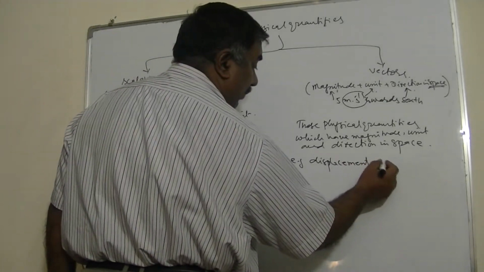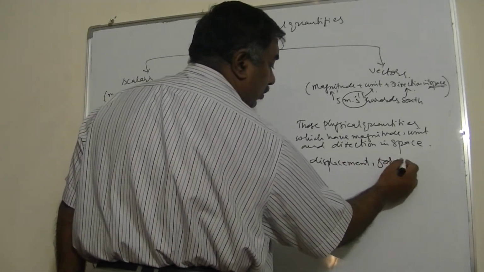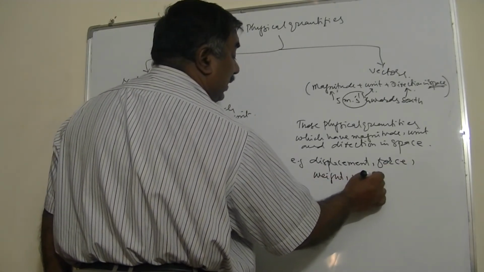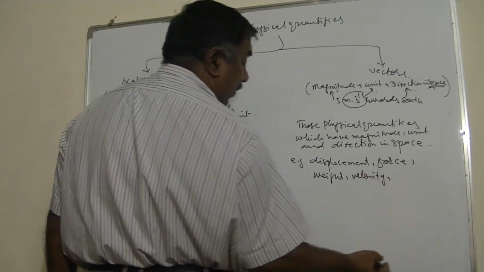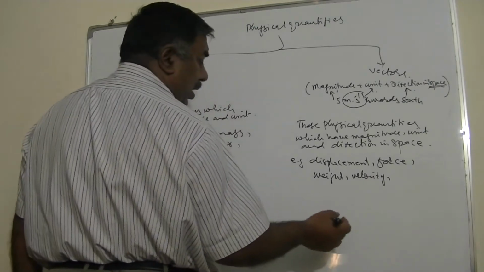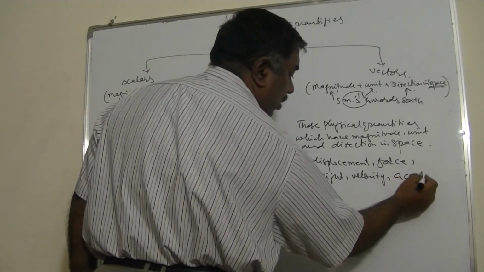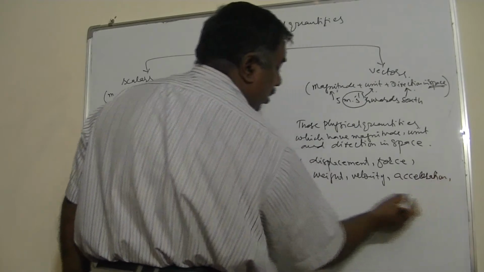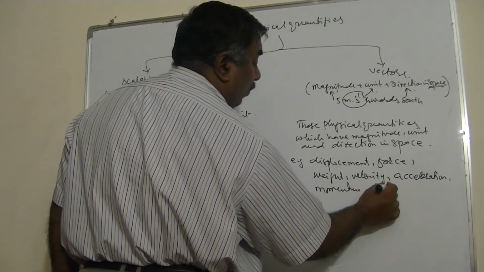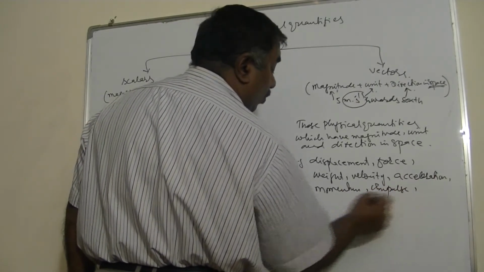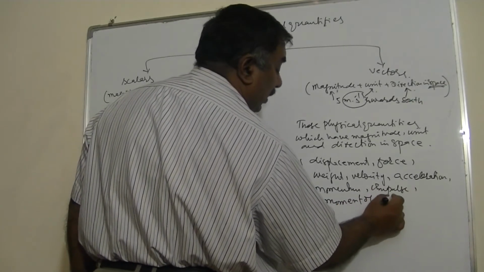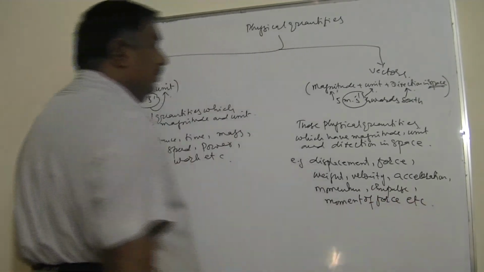Displacement, then force, weight, velocity. Speed is a scalar, but velocity is a vector. Displacement, force, weight, velocity, acceleration, momentum, of course a linear momentum, impulse of a force, moment of force, etc. These are some examples of the vector quantities.